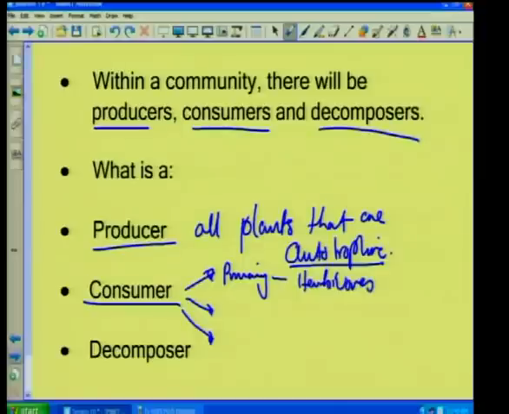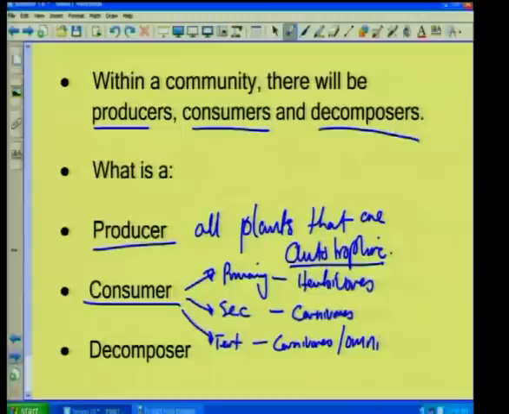Come on, you know this from grade 8 and grade 9, okay? Then you've got your secondary consumers, and those are normally your carnivores. And then you have your tertiary consumers, which are either carnivores or they can be omnivores. Now remember, herbivores only eat plants, carnivores eat meat, and carnivores as tertiary will eat the secondary carnivores and secondary consumers, and your omnivores eat plants and meat, okay, flesh.